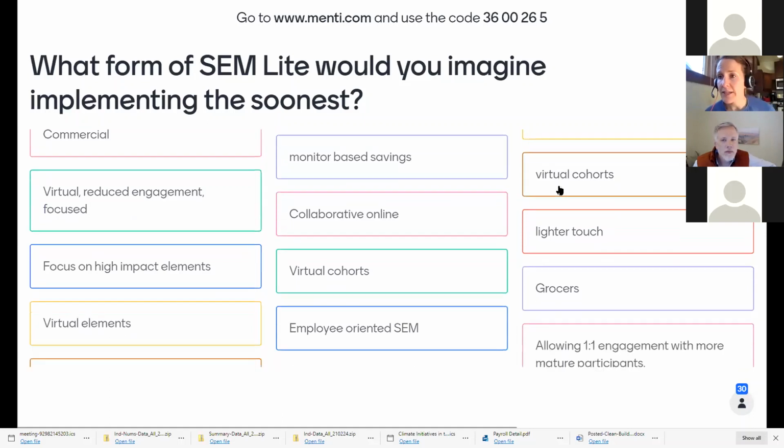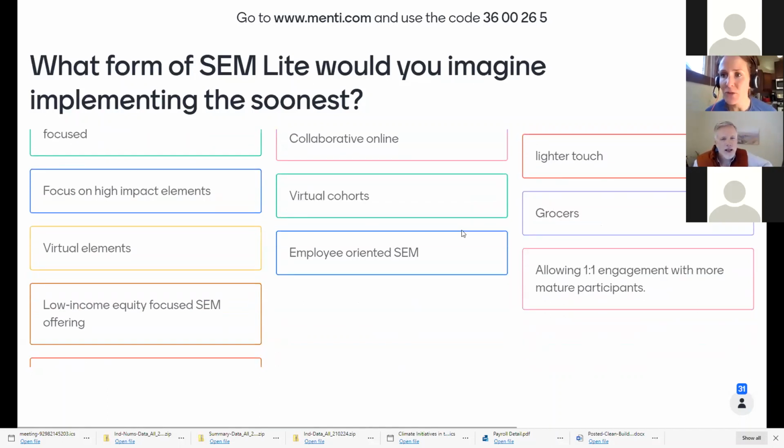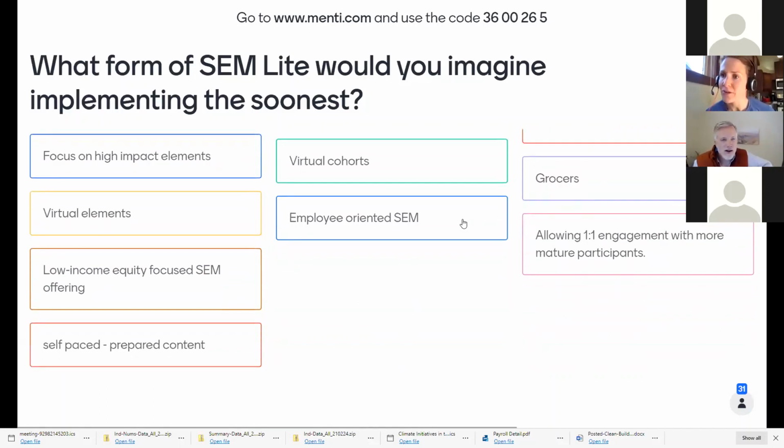Grocers, that's an interesting idea, doing SEM Lite with grocery stores. Yeah. Employee-oriented SEM, really focusing on the people that don't control the equipment. Or that may not have the purse strings, but you can start with them and work up. Yeah, equity-focused SEM offering. I really like that idea, making SEM available to those organizations that maybe wouldn't otherwise meet certain thresholds.